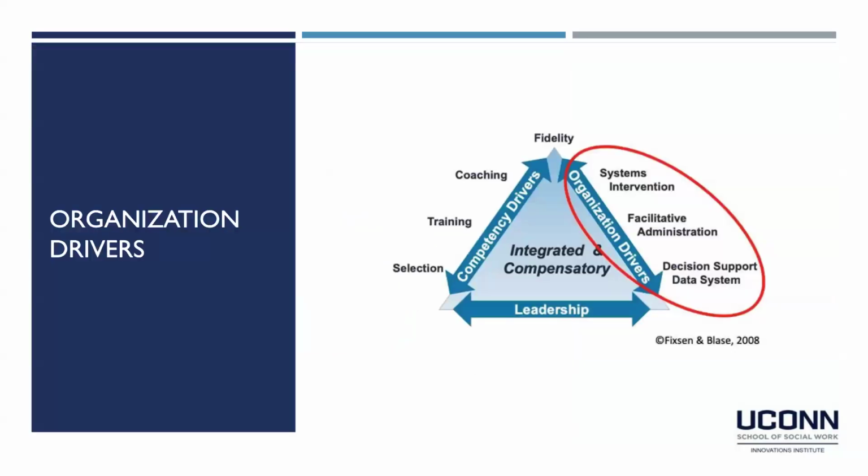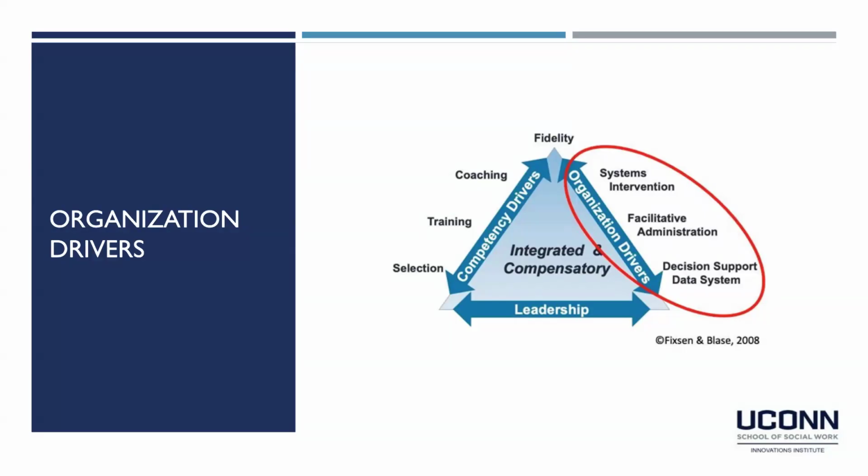The second group of drivers are organization drivers. In contrast to the competency drivers, which are geared more towards the providers who are using pyramid model practices, organization drivers are systems level components. These include the Decision Support Data System, DSDS, Facilitative Administration, and Systems Intervention. The DSDS is a system for collecting and analyzing data related to pyramid model implementation that is helpful for both the provider and the program as a whole.